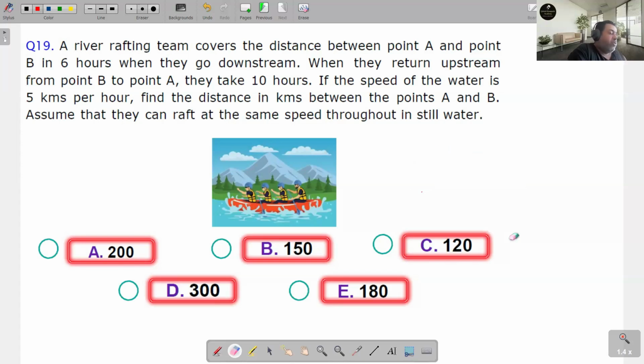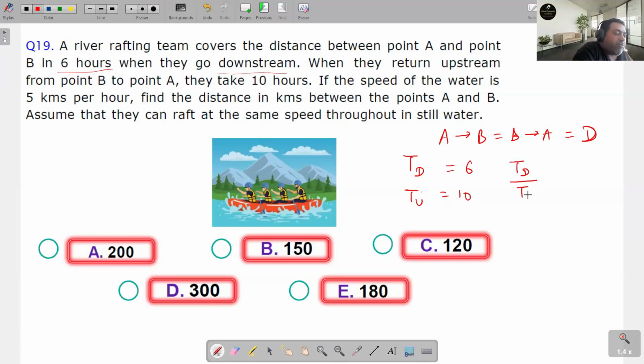All right. So first of all, we'll notice a few things here. That the time taken from point A to B and B to A is the same distance. Okay, so A to B, which is also equal to B to A, is, let's say, D. That's the distance. So for the same distance, while going downstream, it is taking 6 hours when it is supported by the water. Correct. So time of downstream is 6 hours and time of upstream is 10 hours.